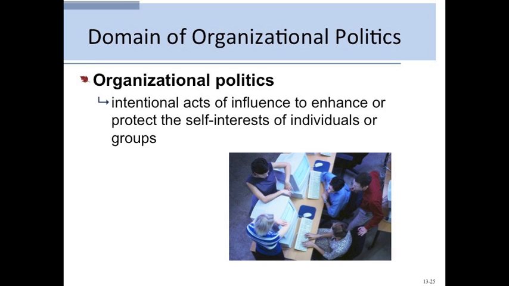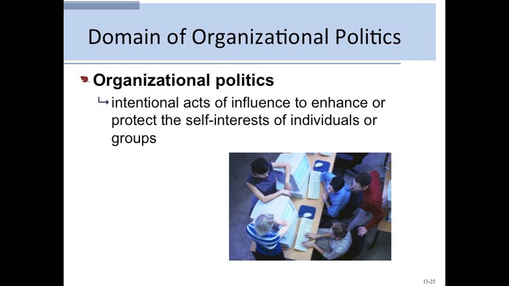We now come to our last area of discussion in this chapter. It's organizational politics. Now, unfortunately, politics has a bad connotation in our world, and I don't think that this chapter does anything to alleviate that, because it defines organizational politics as the intentional acts of influence to enhance or protect the self-interest of individuals or groups. So politicking here is seen as a means whereby either an individual or groups of individuals in an organization will practice certain approaches or influential tactics in order to basically promote or protect their own self-interest.